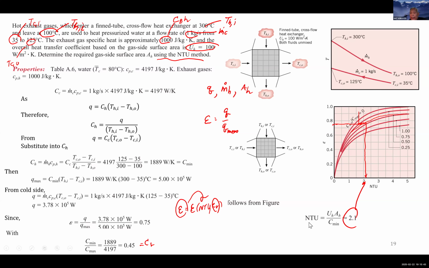And knowing that the NTU is equal to UA over C min, you rearrange this equation, solving for A, which is your unknown, providing that you know the NTU, you know the U given by the problem, and you know the C min. Okay, so that's the example.